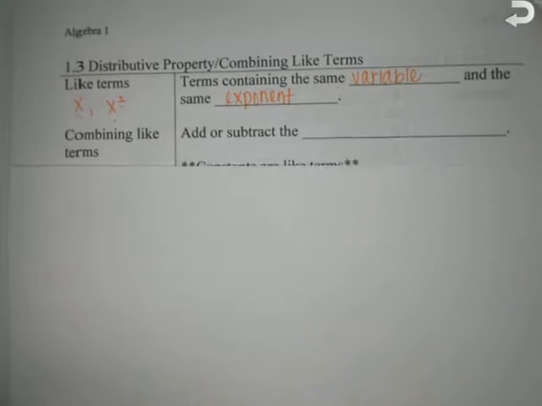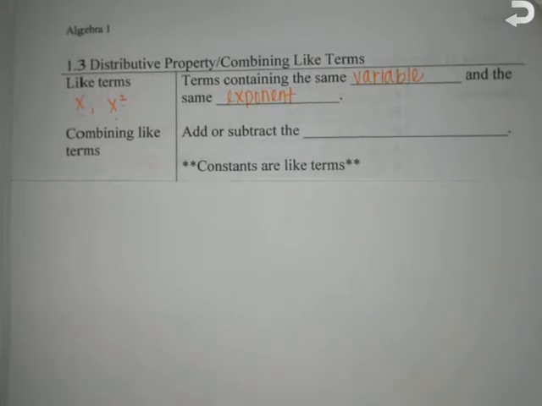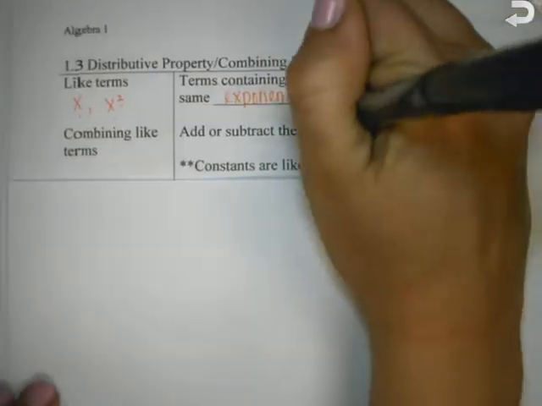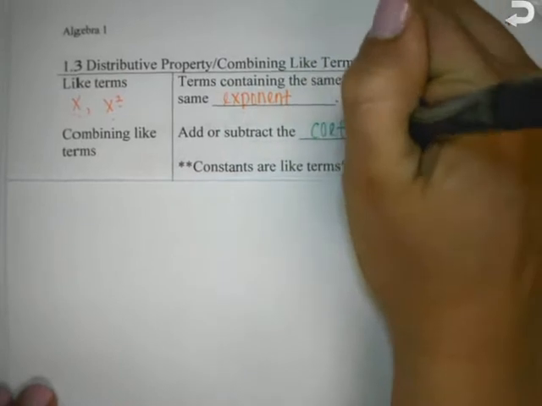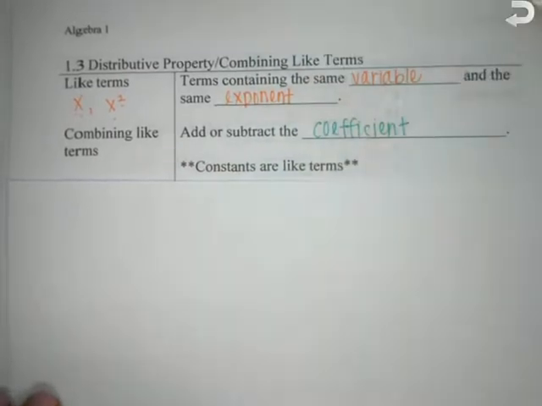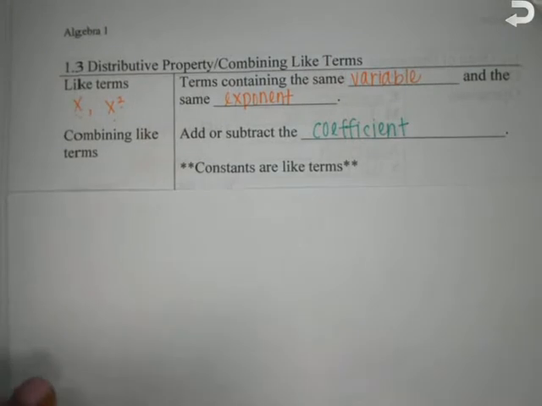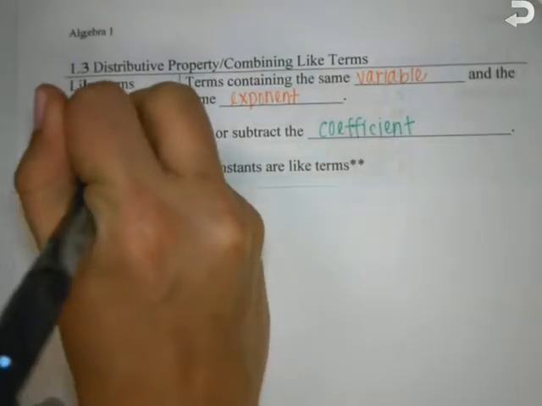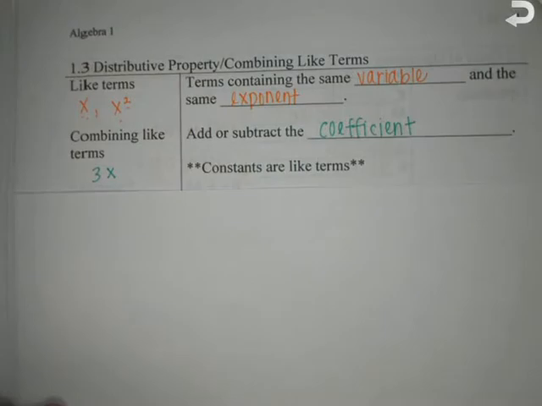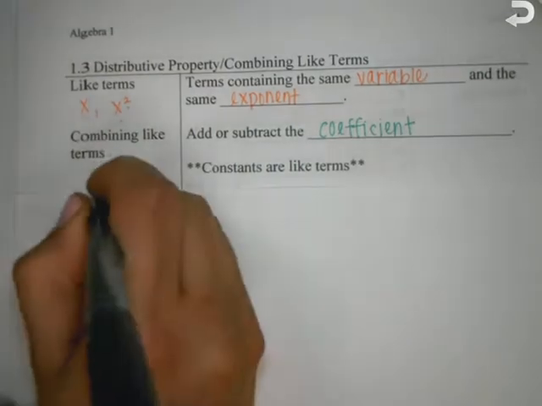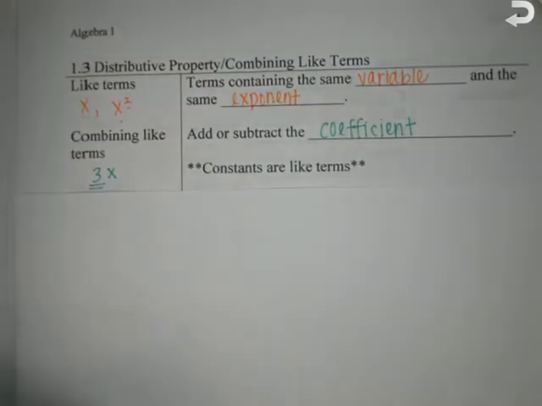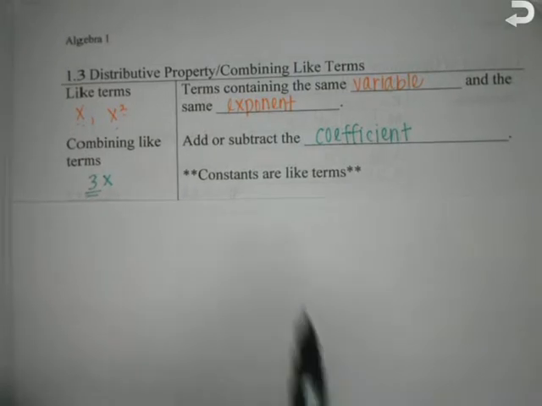So how do I combine like terms? I add or subtract the coefficient. Does anybody remember what the coefficient is? The coefficient is the number in front. So if I give you the term 3x, what is the coefficient there? 3. So all we do is we take the like terms and we add or subtract the coefficients, whatever they tell us.